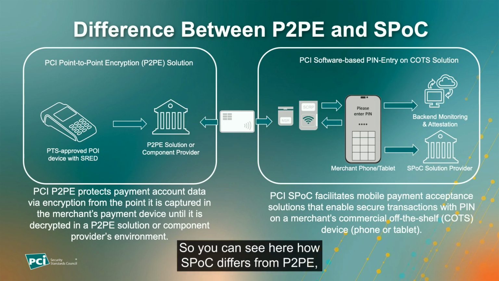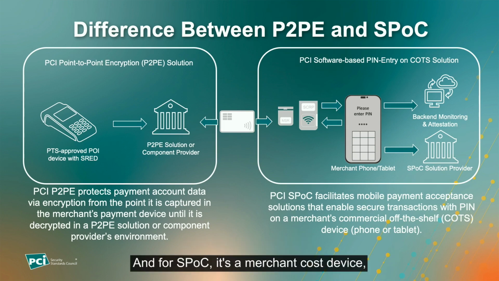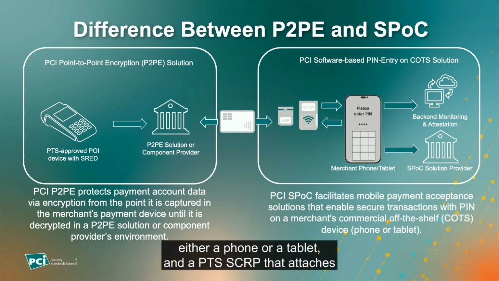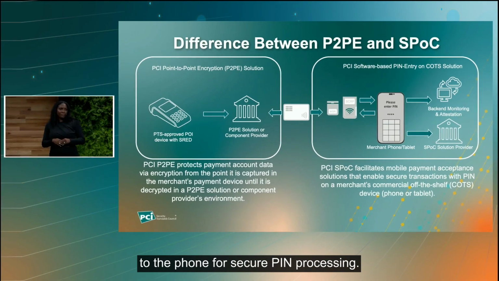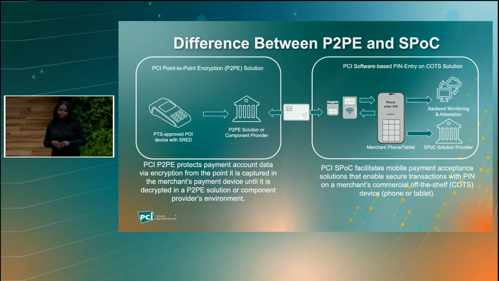So you can see here how SPoC differs from P2PE, completely different payment devices. So for P2PE, it's a PTS approved POI device with an SDE function for encryption, like SRED. And for SPoC, it's a merchant COTS device, either a phone or a tablet, and a PTS SCRP that attaches to the phone for secure PIN processing. Very different types of devices for each, and that's why we have two completely separate SAQs for them.